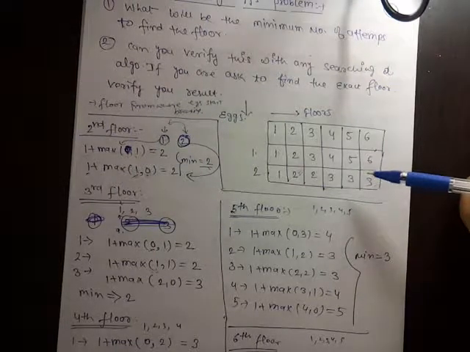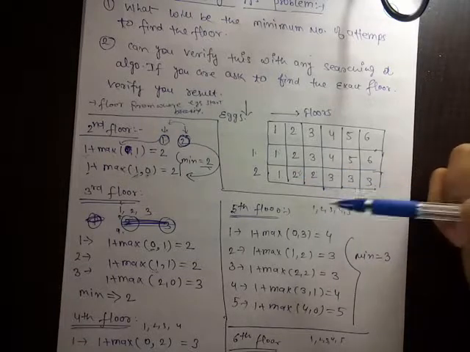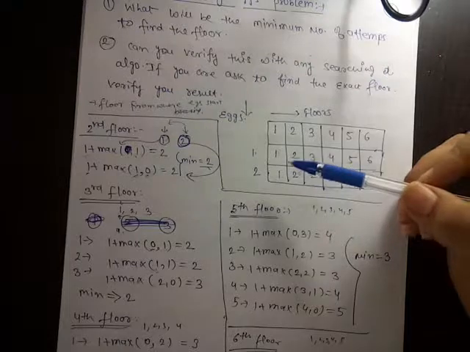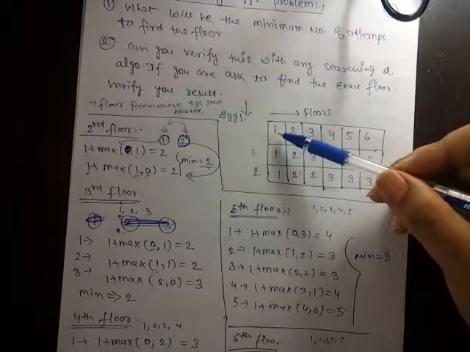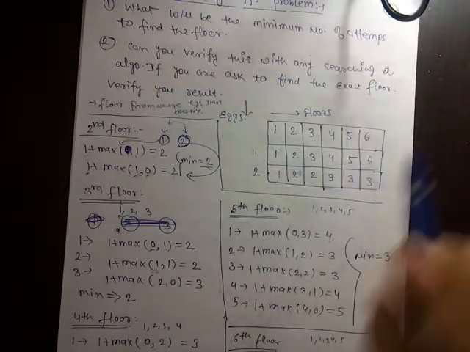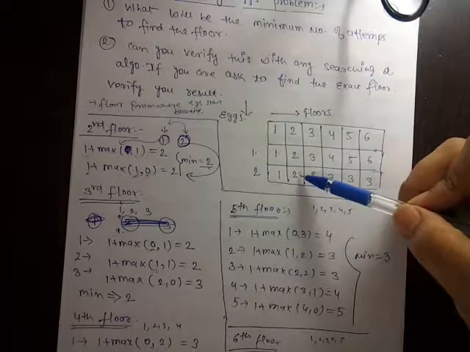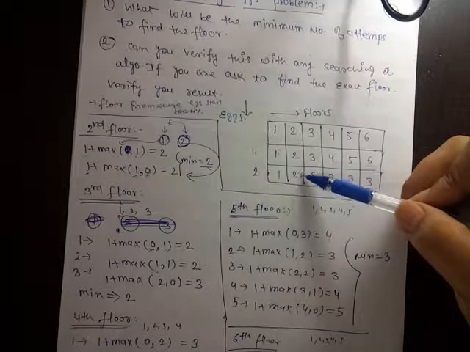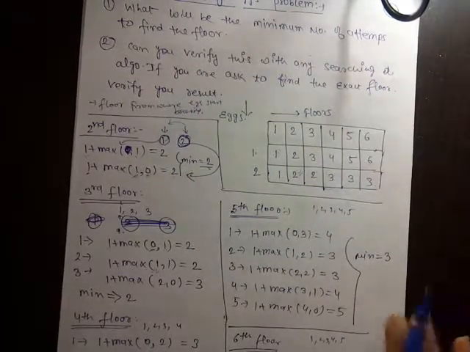Now if I have 2 eggs, then I need to find the minimum number of attempts. For a single-story building, if you have 2 eggs, how many attempts will you require? 1, because 1 egg is extra. Now if you have a 2-story building and 2 eggs, how many minimum attempts will be required? Let's calculate it with the help of a formula.